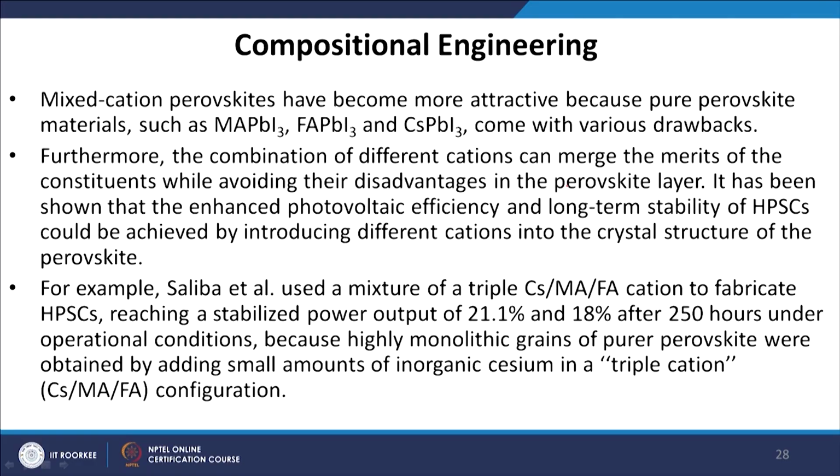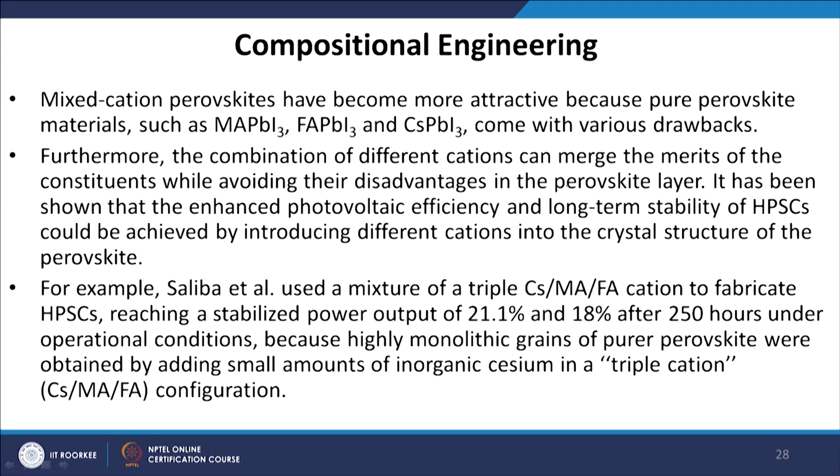Mixed cation perovskites have become more attractive because pure perovskite materials such as MAPbI3, FAPbI3 and CsPbI3 come with various drawbacks. Furthermore, the combination of different cations can merge the merits of the constituents while avoiding their disadvantages in the perovskite layer. So, when we do the compositional mapping, we not only get the advantage of the single perovskite layers, but we can also eliminate some of the disadvantages.